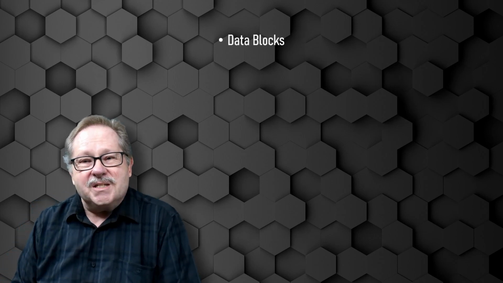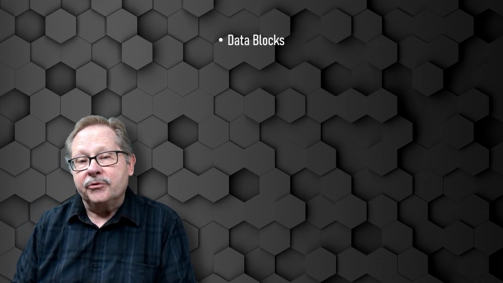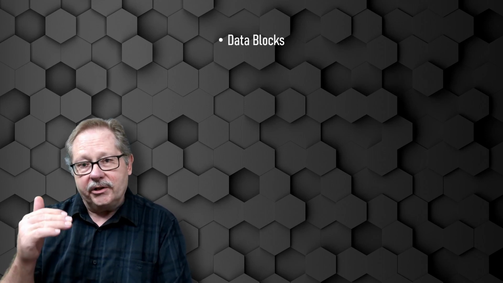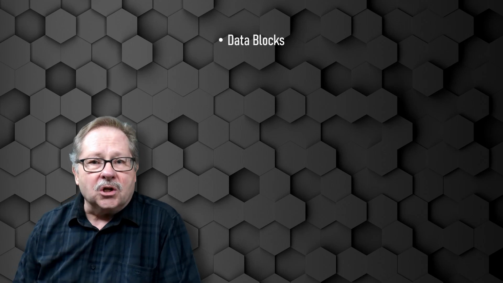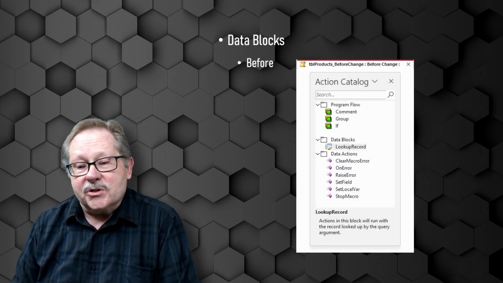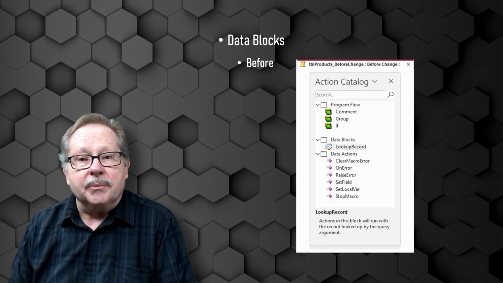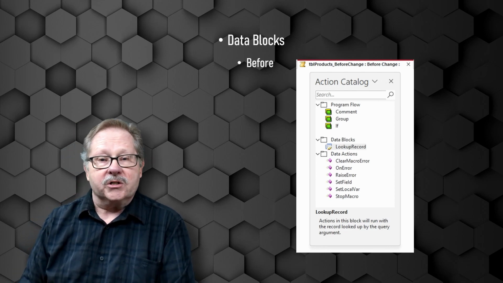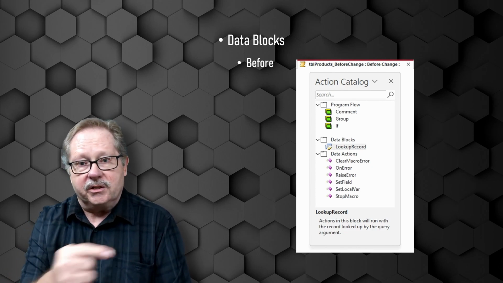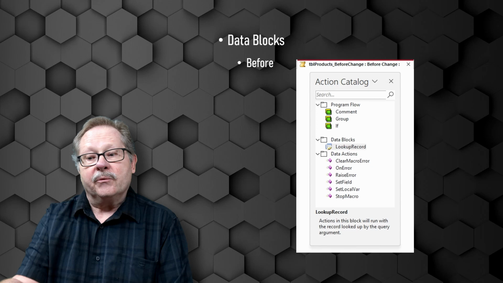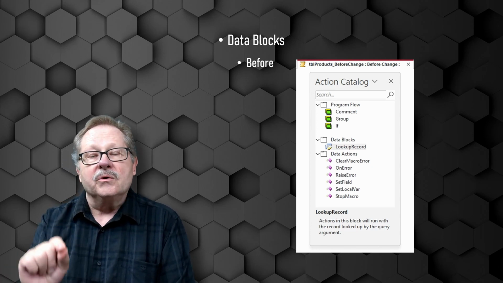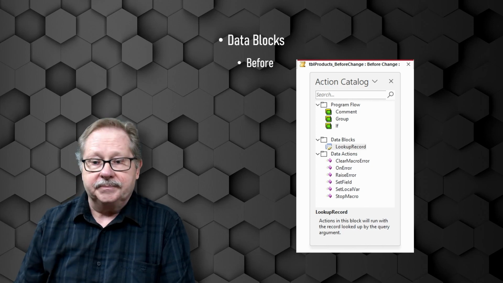So besides the actions you can perform, the next level up, kind of in a hierarchy, are things called data blocks. Now for the before data blocks, there's only one. You can look up a record in any of the before actions. And upon looking up a record for particular information that the user is putting in, you can look up that record and then you can perform any of those data actions based on the record that you've looked up.